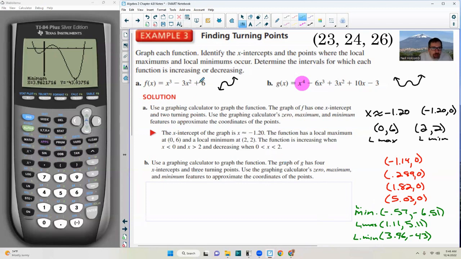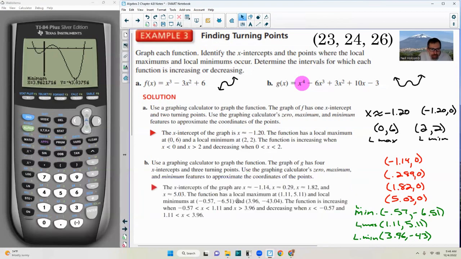Okay, and so then I can wrap this all up and say the x-intercepts are negative 1.14, 0.29, 1.82, and 5.03. Local maximum at here, local minimums at negative 0.57, 6.51, and 3.96, negative 43. Okay, they were a little more accurate with their approximation, but 4/100ths really doesn't matter when you're at 43.